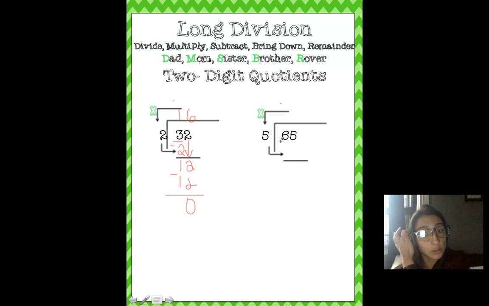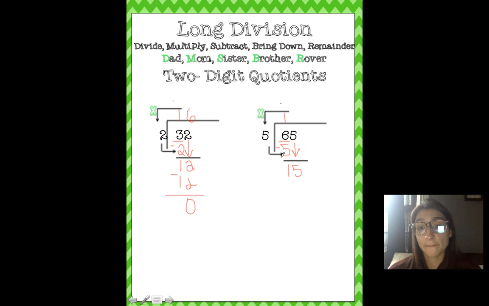All right, so now let's look at 65, I'm sorry, 65 divided by 5. We see that 6 is greater than 5. We know that 5 can go into 6 1 time. 1 times 5 equals 5. Then our next step is to subtract. 6 minus 5 equals 1. You want to bring down this next 5.